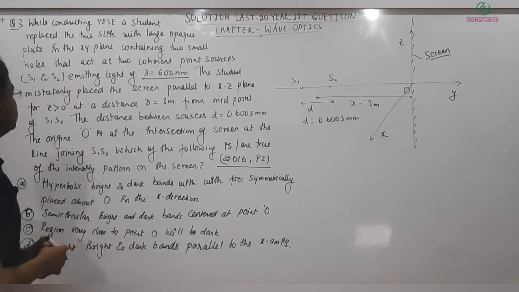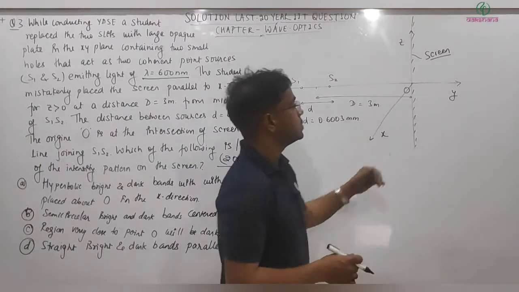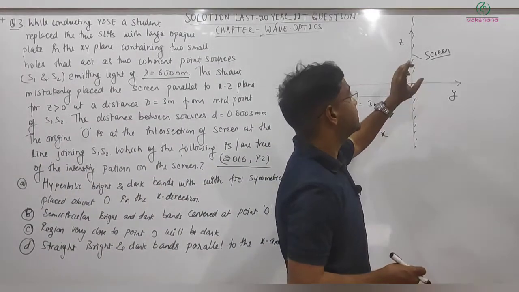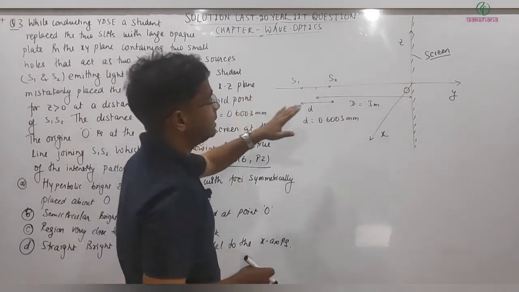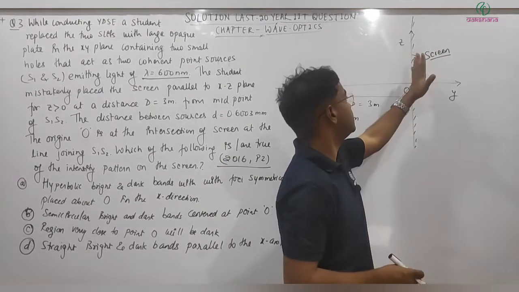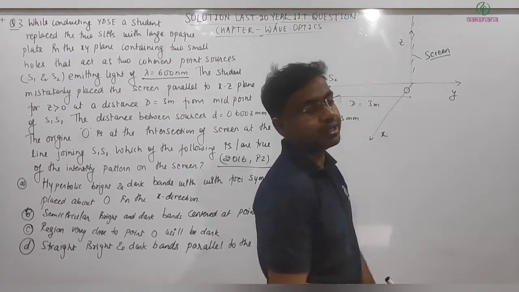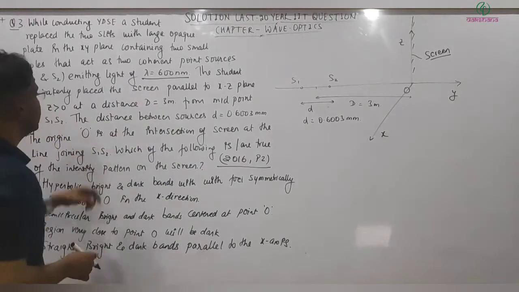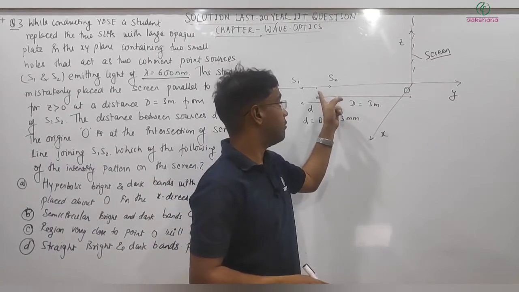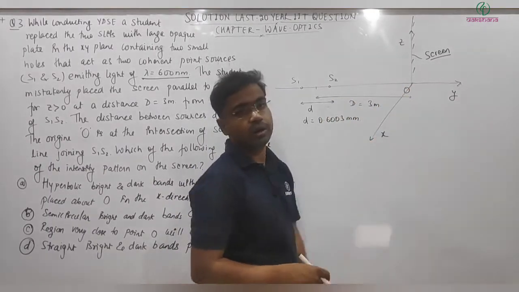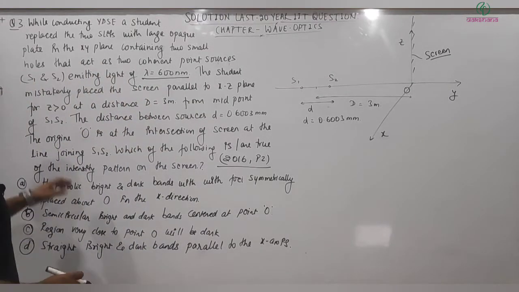The student mistakenly placed the screen parallel to the XZ plane for Z equal to 0. So the student has placed the screen by mistake parallel to the XZ plane, and for Z greater than 0. There is no screen here, but the screen is there for Z greater than 0, at a distance capital D equal to 3 meter from the midpoint of S1 S2.